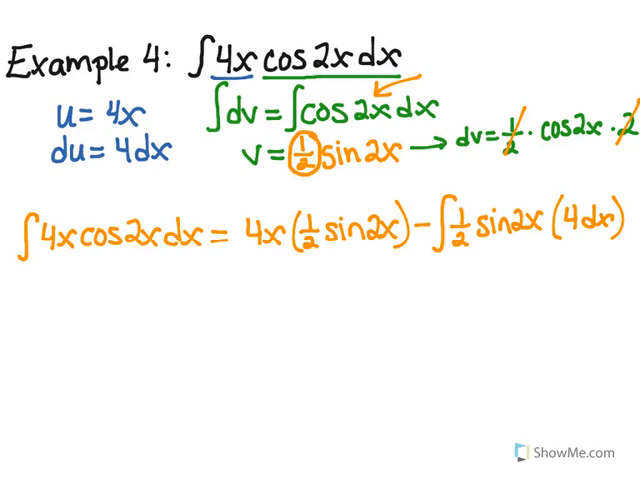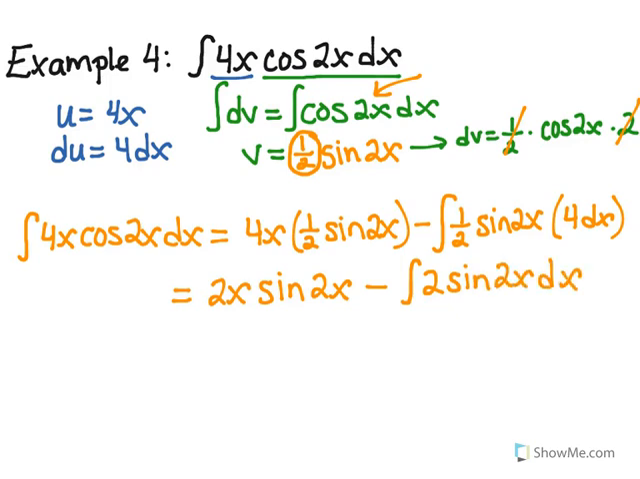Okay, so let's clean up anything that we can. So what we really have here is 4x times 1/2 out in front. That's 2x. And then we have sine 2x. Minus integral. And now we've got a 4 and a 1/2 to give me a 2 sine 2x and a dx. So now I need to find the antiderivative of 2 sine 2x.